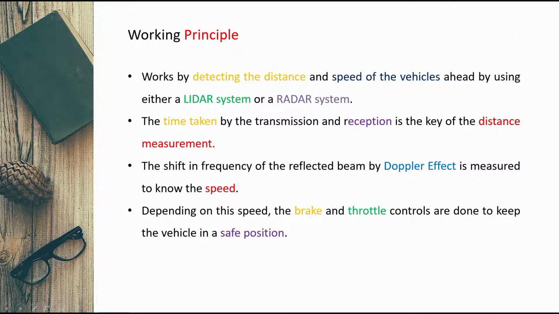Next is the working principle. It works by detecting the distance and speed of the vehicles ahead by using either a LiDAR system or a radar system. The time taken by the transmission and reception is the key to the distance measurement. The shift in frequency of the reflected beam by the Doppler effect is measured to know the speed. Depending on the speed, the brake and throttle controls are done to keep the vehicle in a safe position.